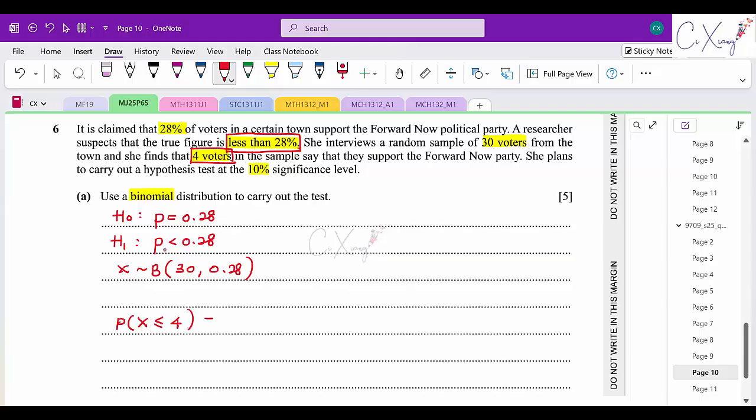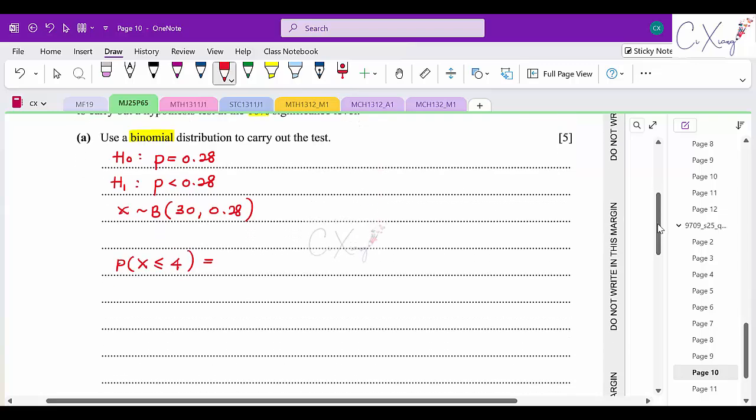Please take note that every time you want to calculate the p-value, the observed value 4 usually will be included, because they said 4 voters in the sample say they support. So the 4 is already included in the observed value, so they usually will be having the equal sign here. Then now let's start the calculation part. It is a binomial distribution, so X smaller than or equal to 4. That means I have to start with X equals 0, X equals 1, X equals 2, X equals 3, X equals 4.